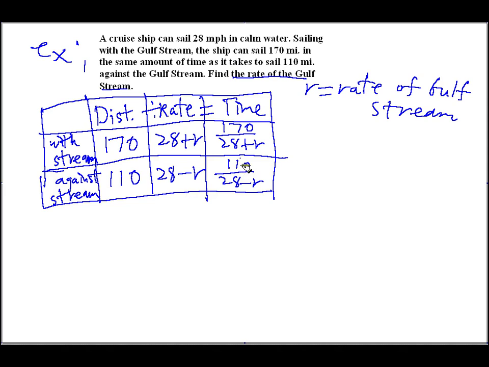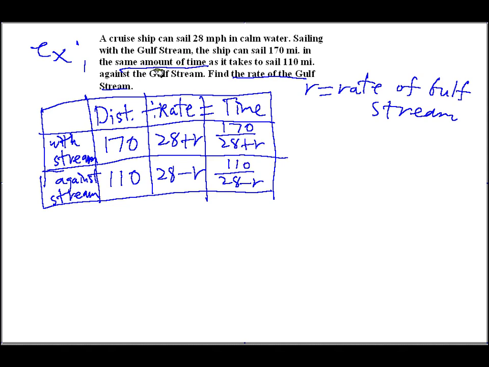Now, what do we know about these two times? Well, look what it says here. It says sailing with the Gulf Stream, the ship can sail 170 miles in the same amount of time as it takes to sail 110 miles against the Gulf Stream. So same amount of time. That means these two times are equal to each other. Remember, last problem was the entire trip took 5 hours, right? So we add up the times because of that. This time we're told these two times are equal.